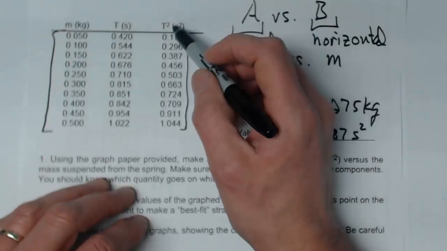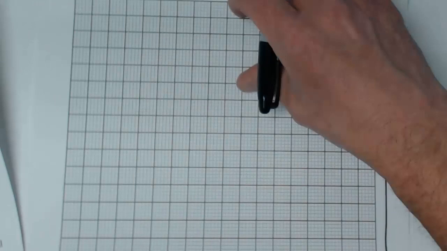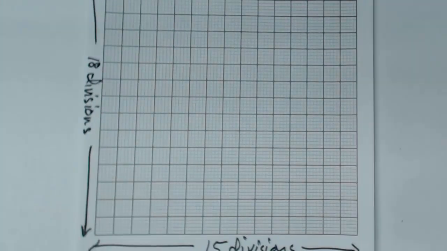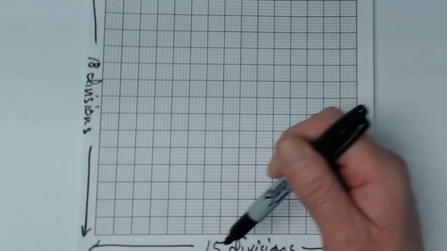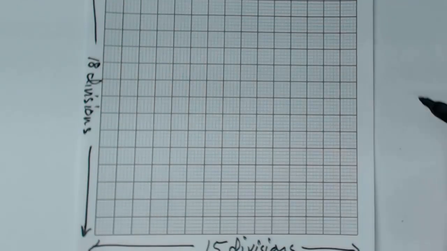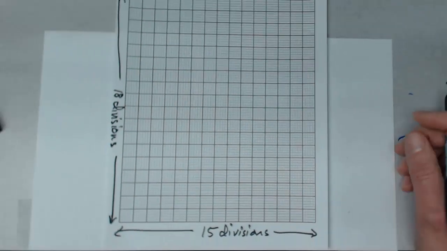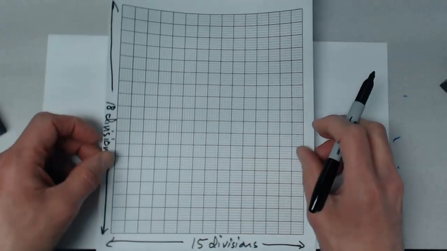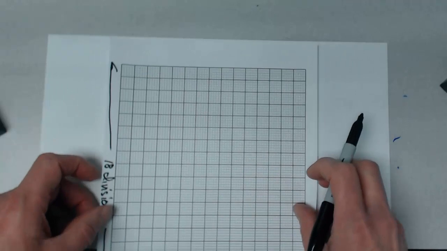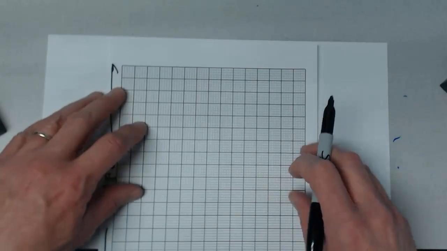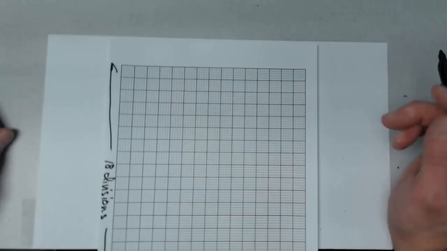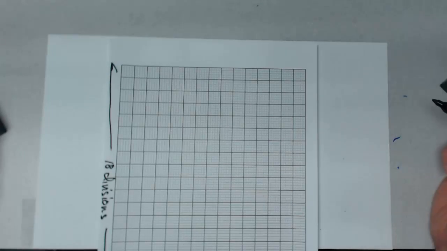Now this goes on the vertical axis. That means I'm going to be rotating my graph paper this way, and I'll have the t-squared on the vertical axis and the m on the horizontal axis here. Now this was a sacrificial piece of paper, but I'll write some of the things on here that have to go on a graph. One of the things that has to be here is a title, and the title should be something so that a reader can glance at it and immediately know what that graph represents.